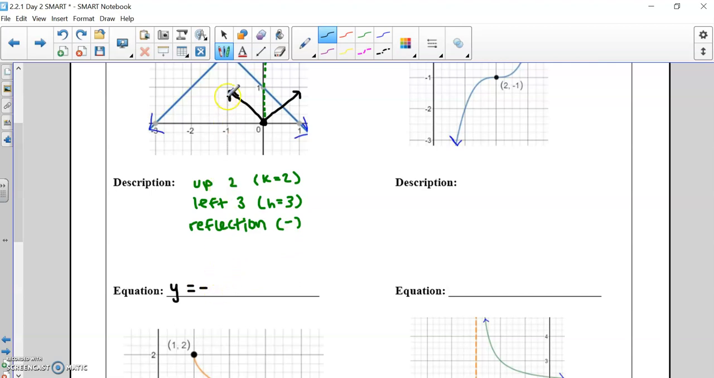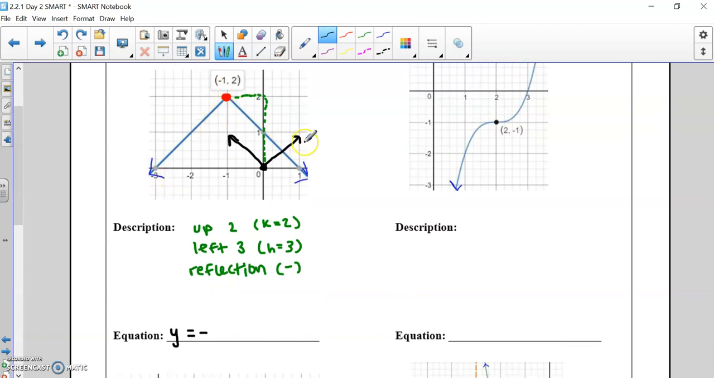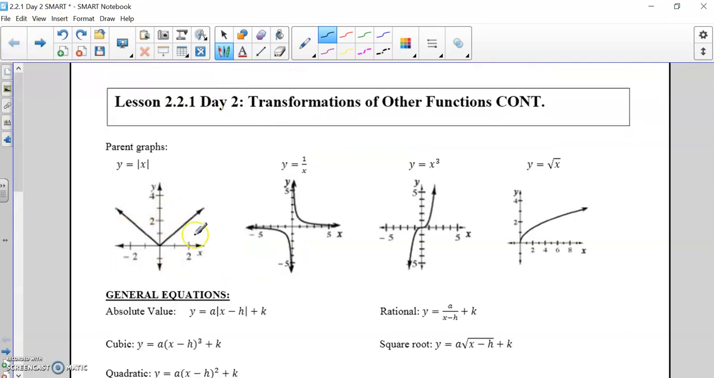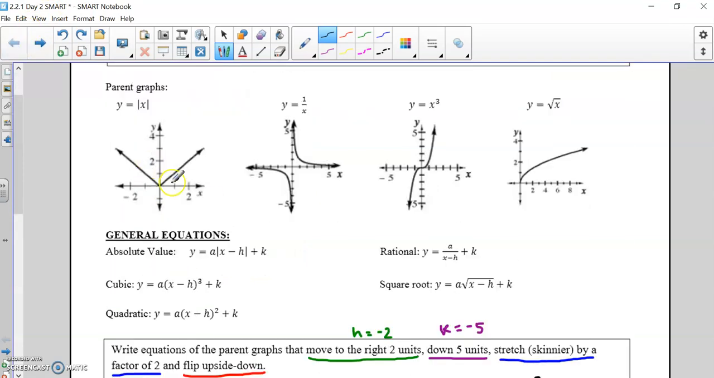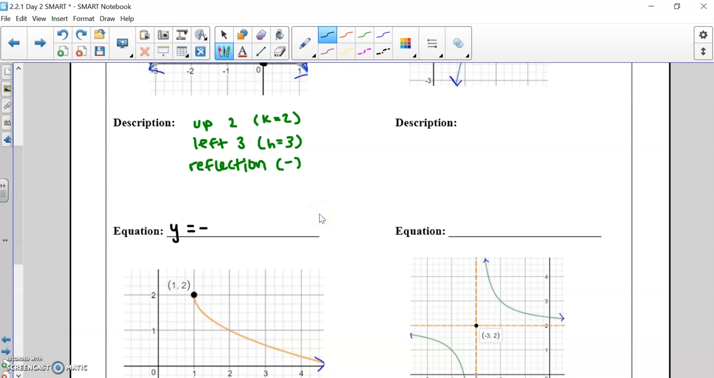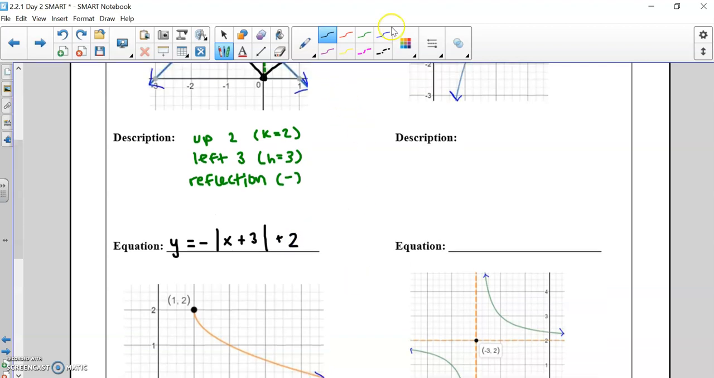Now, please recall that this is actually not a parabola like we're used to, right? This V-shaped graph, if we look back over here, is the one with the bars, and that is absolute value. So this is a general format that we have to follow. We're going to have some bars here. X, and then h is positive 3, so I'll do a plus 3. And then k is positive 2, so plus 2 on the end. All right, and then you're done with that one.